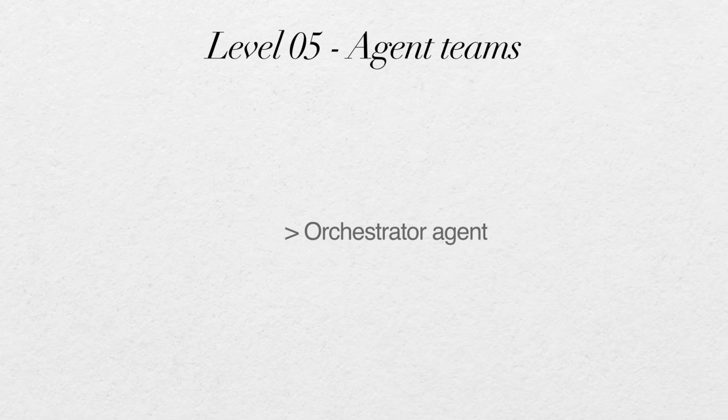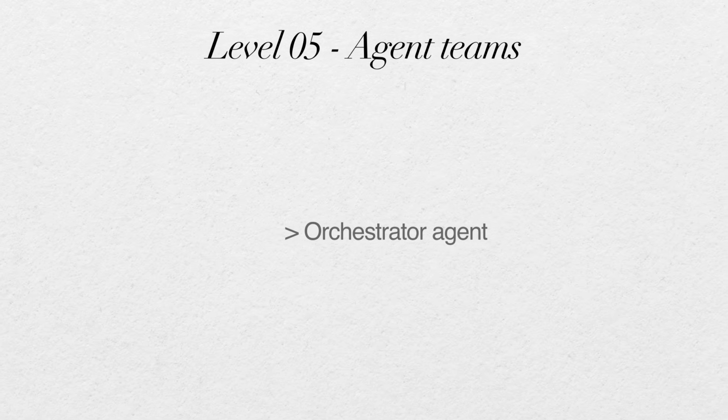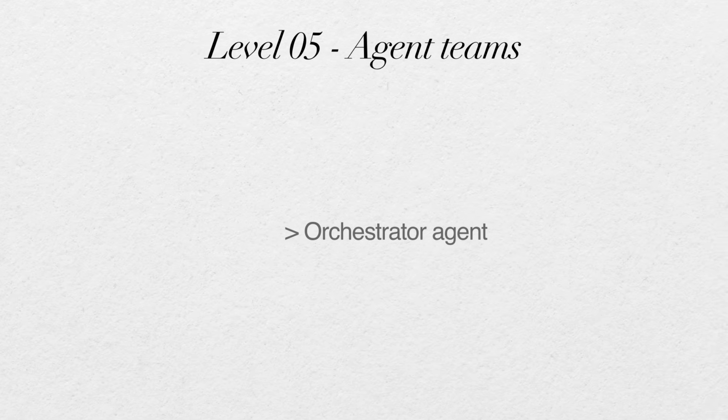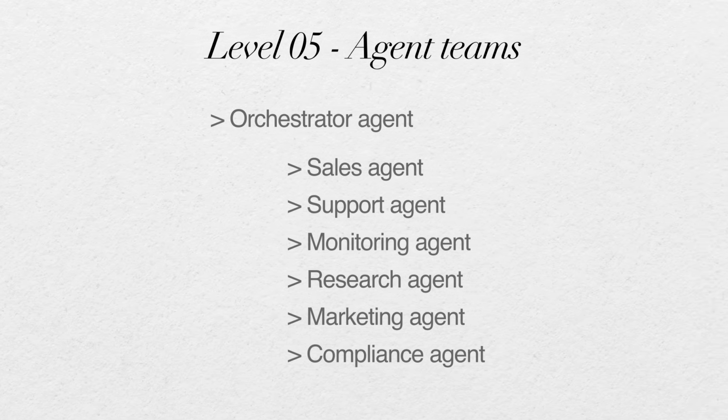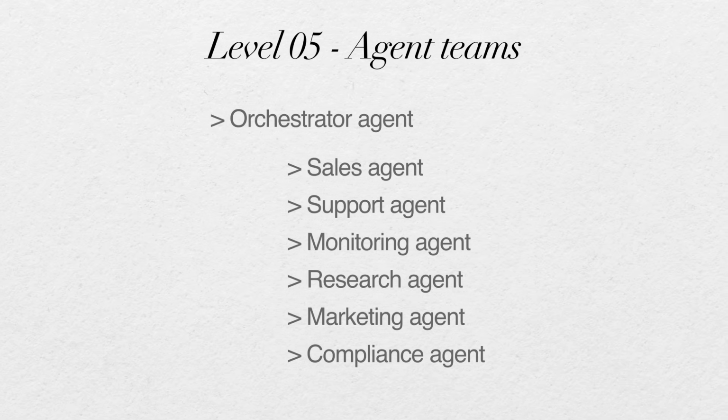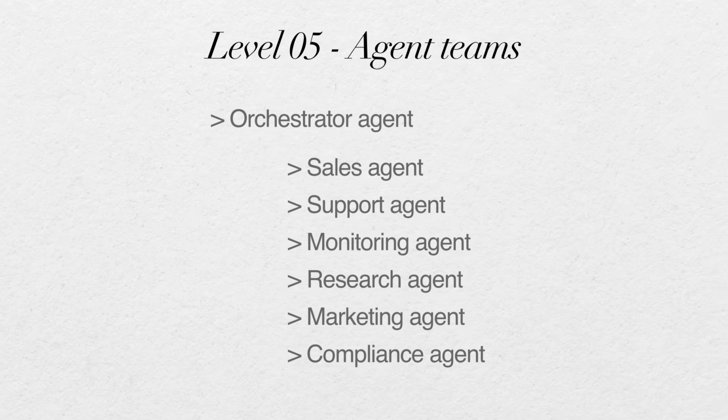Can be kind of hard to put everything into one bucket, but a really high-level agent team is where you'd have usually an orchestrator agent and then a bunch of different agents under that. So you could think like a sales agent, a support agent, a monitoring agent, a research agent, a marketing agent, and a compliance agent. And why would you want to split agents like that?